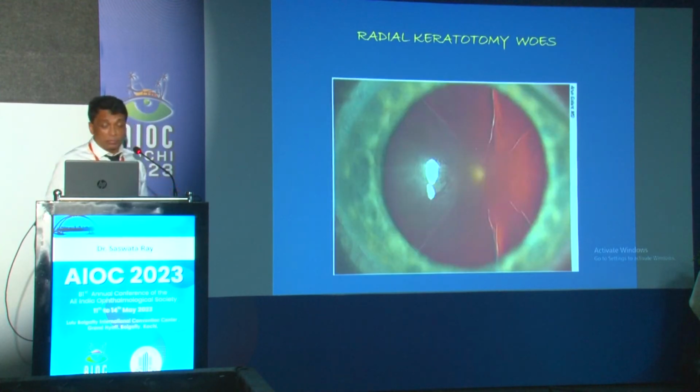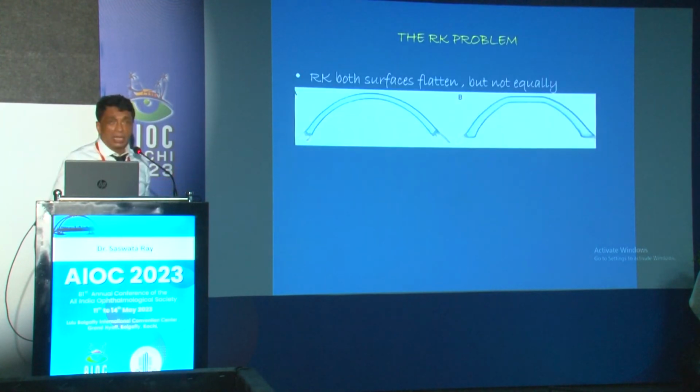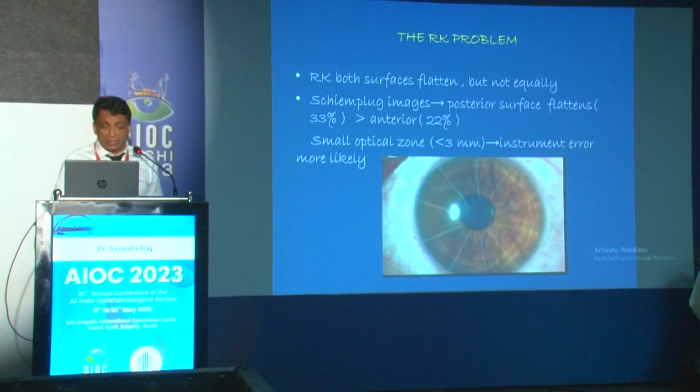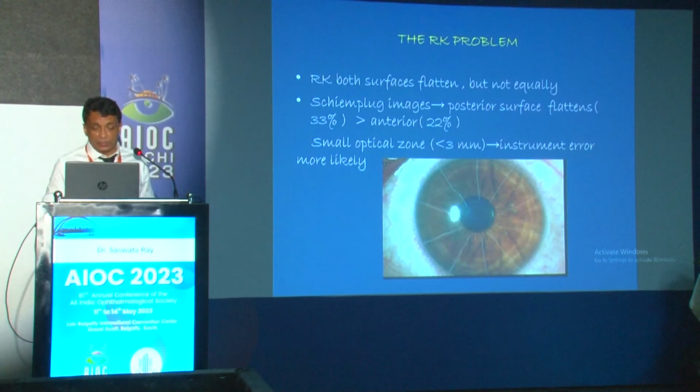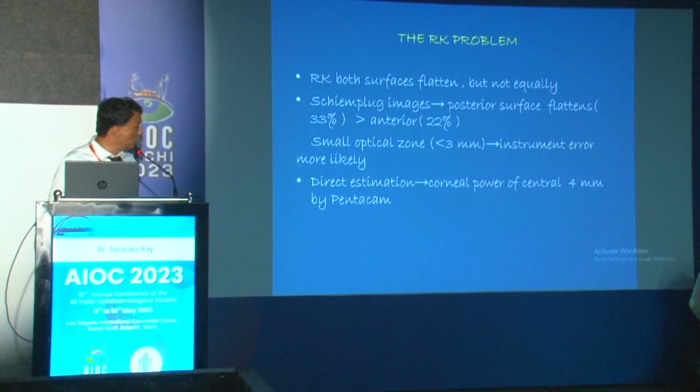RK is another problem. The RK problem is that both surfaces flatten. In LASIK, only the anterior surface flattens, not the posterior. But in RK both surfaces flatten, but not equally. The posterior surface flattens more, about 33%, the anterior surface only 22%. And that causes another element because the optical zone is smaller here, 3 millimeters, so instrument error is more likely. Again, we do the same thing, estimate the corneal power, fill up the formulae.